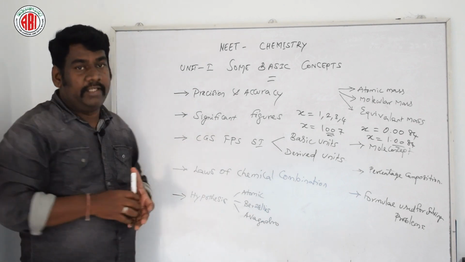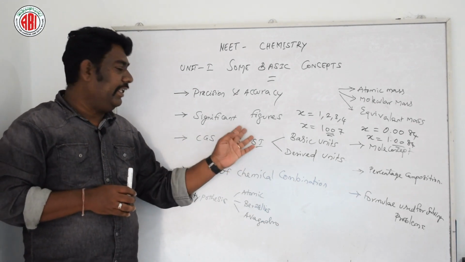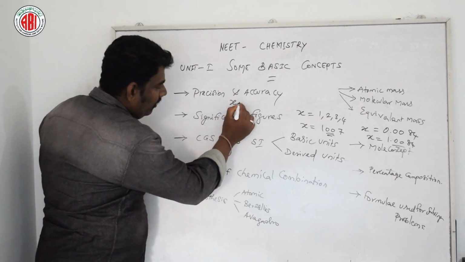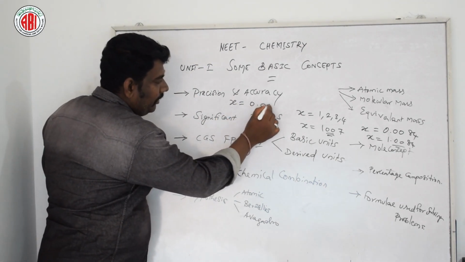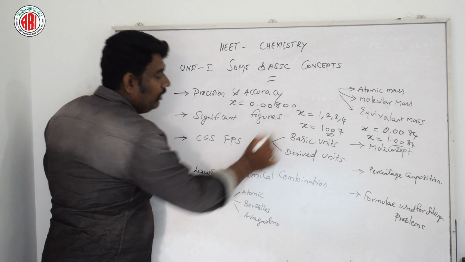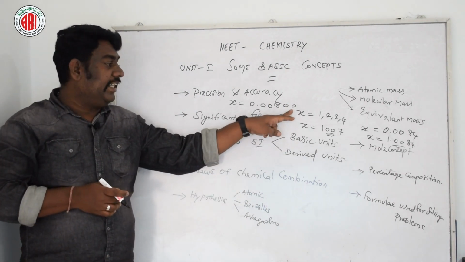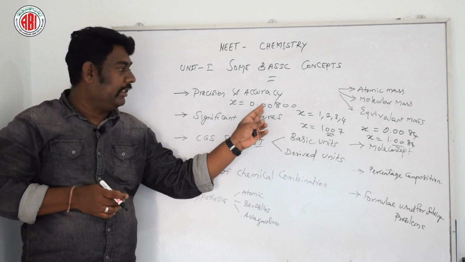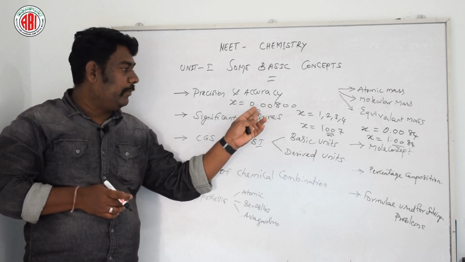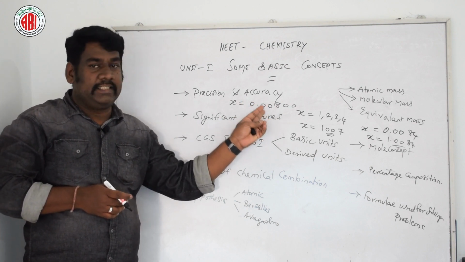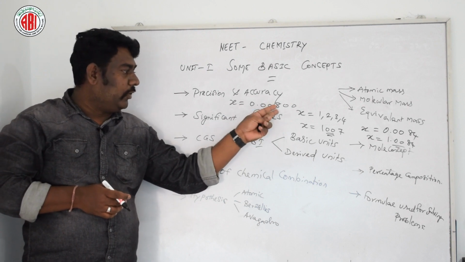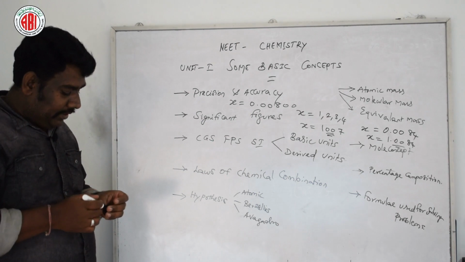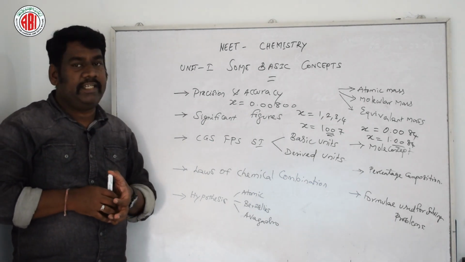So this is one of the rules for finding the significant figures. Similarly, if you see the value of x is equal to 0.00800, it is considered to be 3 significant figures because before the number 8 again zeros are placed. Here also it is not considered to be 5 or 6 significant figures, it is said to be 3 significant figures. So this is one of the rules we are following for finding the significant figures.